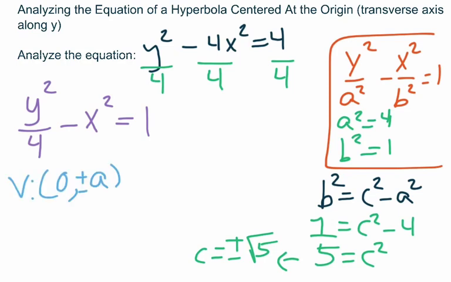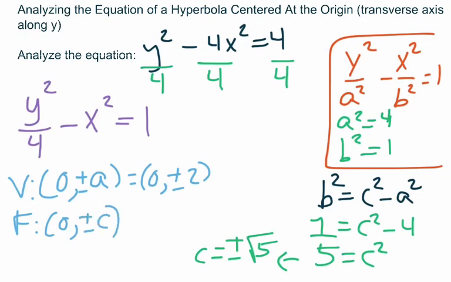For a hyperbola centered at the origin of form y squared over a squared minus x squared over b squared equals 1, our vertices are found at 0, plus or minus a. This means that our vertices are 0, plus or minus 2. For our foci, the points are 0, plus or minus c. This means that our foci are found at 0, plus or minus the square root of 5.